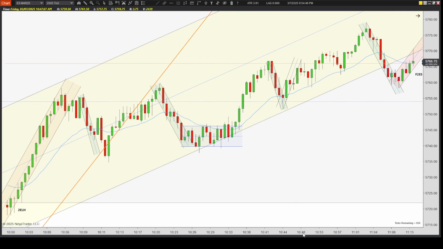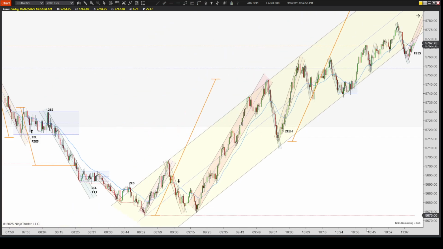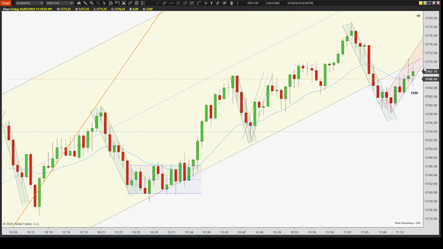Break of this yellow up channel, the first break. It's a new low. It's a first entry short pullback, second entry short failure. I thought this is a possible trade.